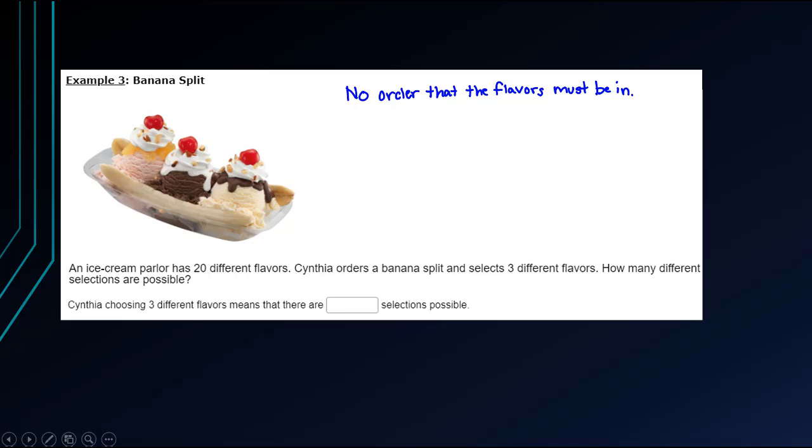So we have 20 to choose from. 3 are being selected. And so I'm going to have 20 times 19 times 18 on top over 3 times 2 times 1 on the bottom. And that's 6840 over 6, which comes out to be 1,140.